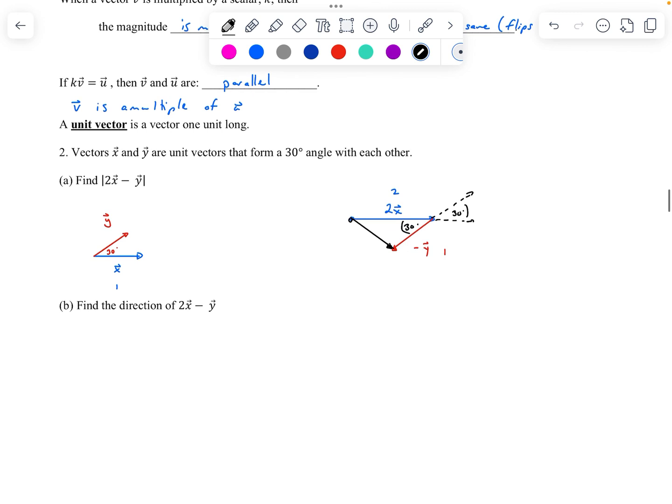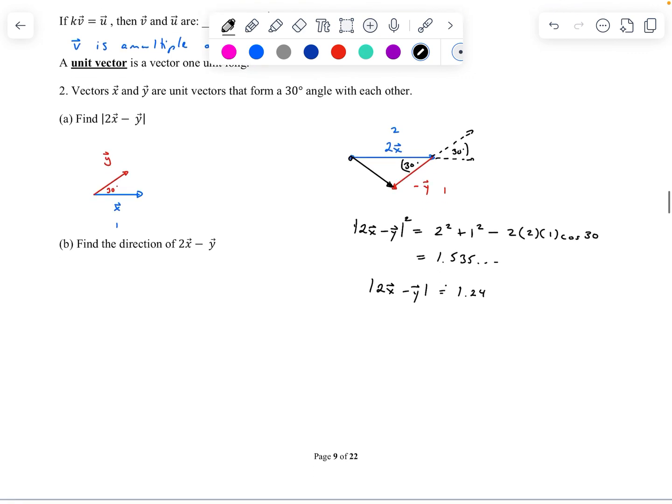So, side angle side, this is a cosine law question. Magnitude of 2x minus y squared is equal to a squared plus b squared minus 2ab cos c. That goes in my calculator. 1.535. So the magnitude of 2x minus y is 1.24, roughly.